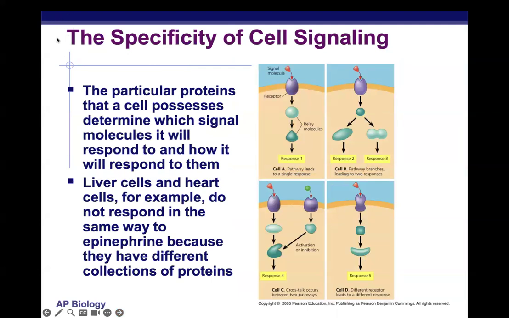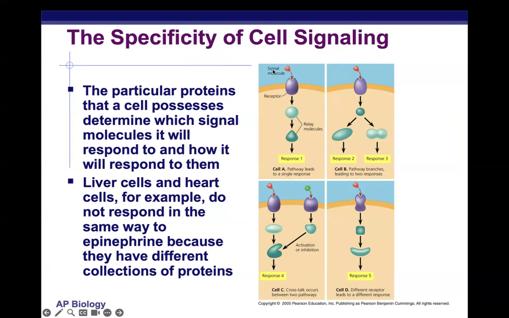So, like we talked about originally last lesson with signaling molecules, there is a high specificity of this cell signaling process. Particular proteins that a cell possesses determine which signaling molecules it will respond to and how it will respond to them. So, for example, if this red molecule is epinephrine, only the cells that have this epinephrine receptor will be able to respond to the epinephrine signal. And each cell that has this epinephrine receptor might have a different intracellular domain so that a different response happens from that same signal.